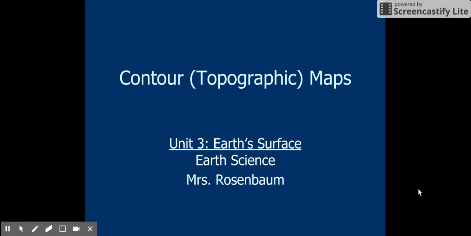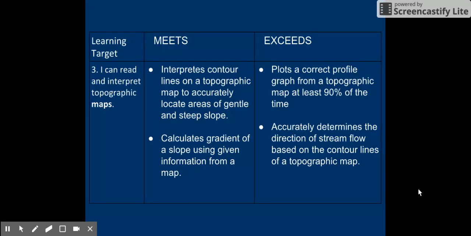This is the presentation about topographic maps, also called contour maps. For this learning target, you're going to learn how to interpret topographic maps. You need to know how to read a topographic map accurately, locate areas of gentle and steep slope. You will also learn how to calculate gradient, plot correct profiles, and determine the direction of a stream.